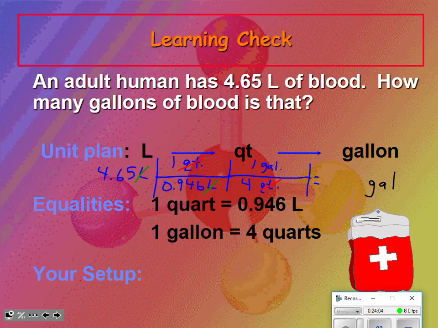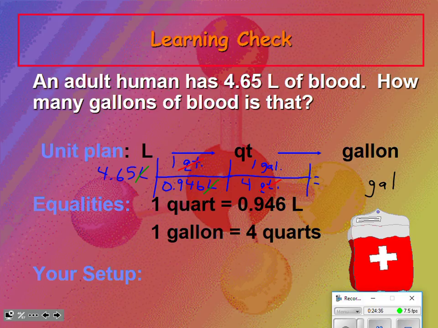So what I do is I take 4.65. I could multiply by 1, but that's not going to do me any good because it's still going to give me 4.65. So I take 4.65, I divide by 0.946. Then I hit execute, or enter, I guess it is. And then I divide it again by 4.